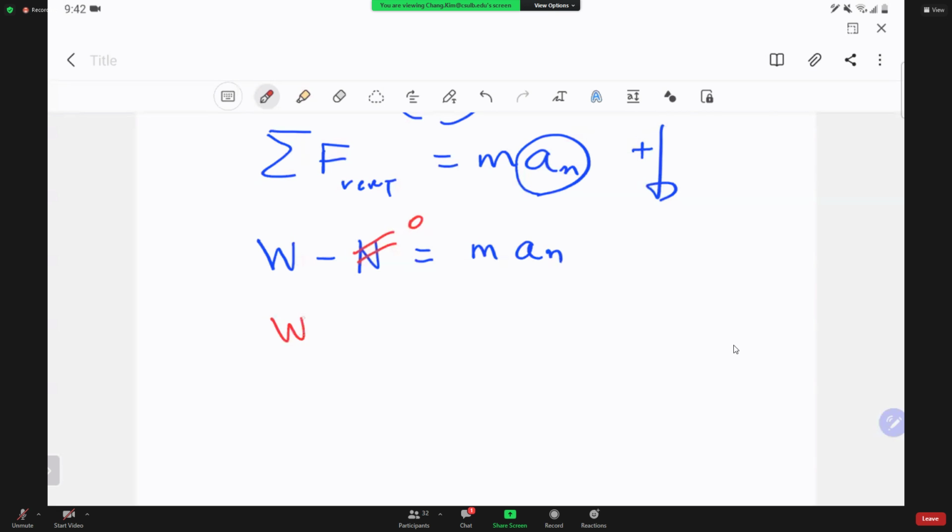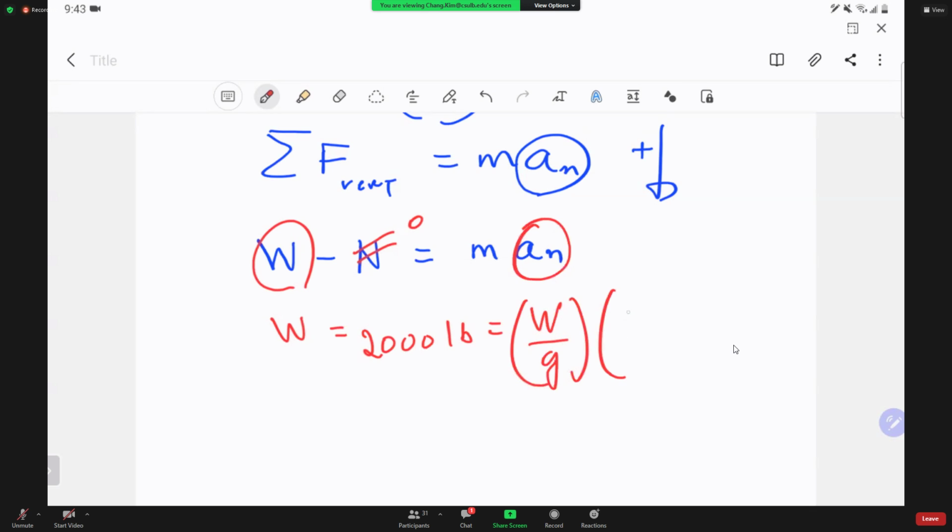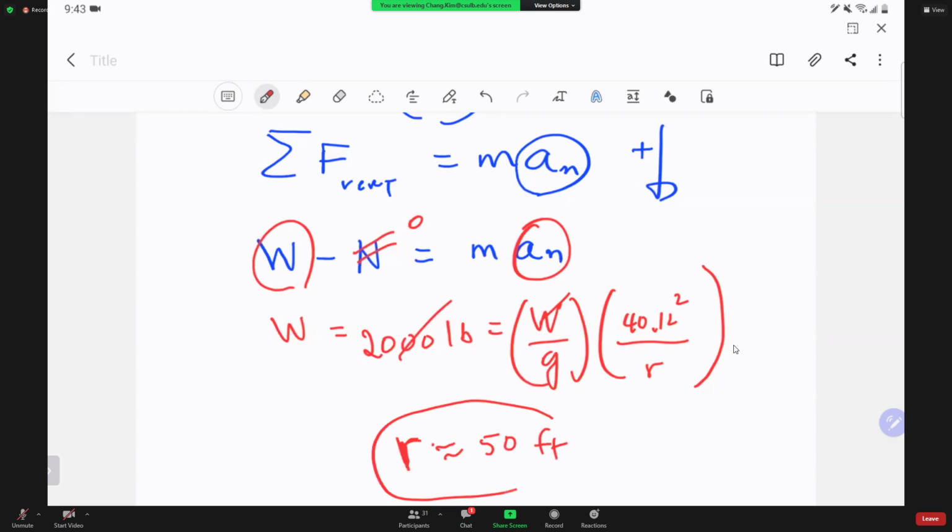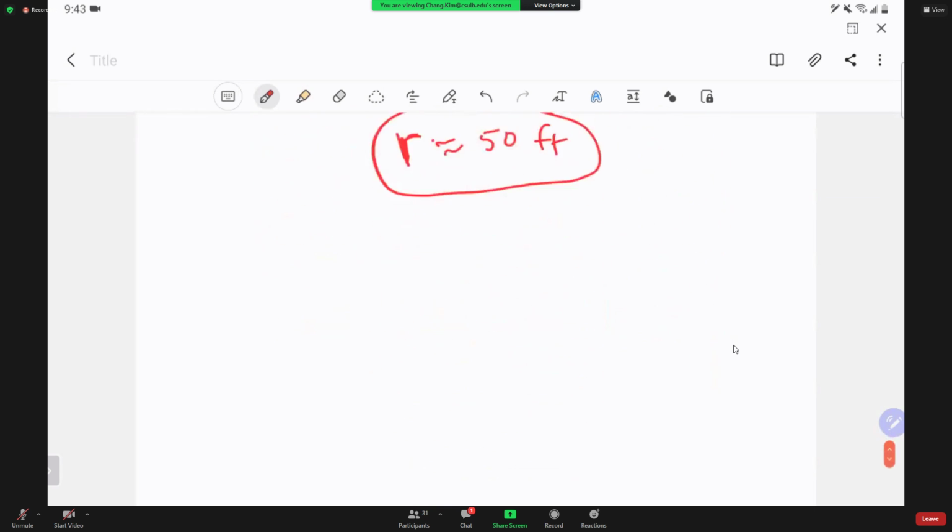So W in this case is given, 2,000 pounds, equal to W over g times the velocity, 40.12 squared, divided by radius. This cancels out, and so R in this case is about 50 foot. Okay, so let's go check it out again.